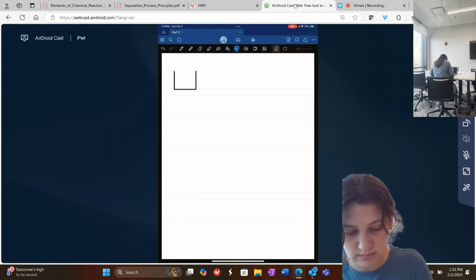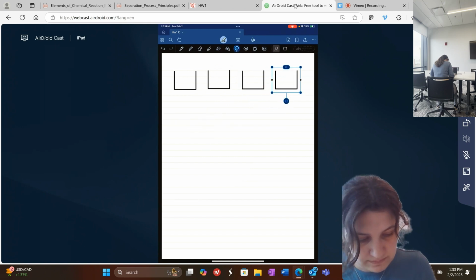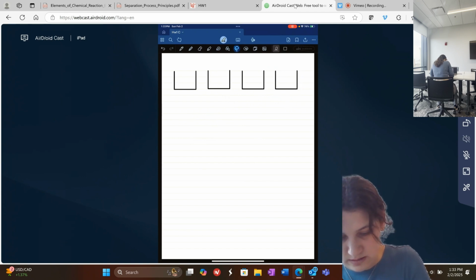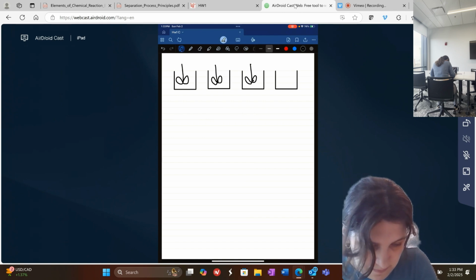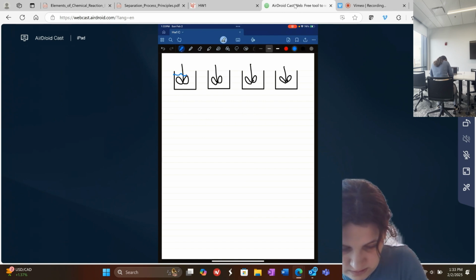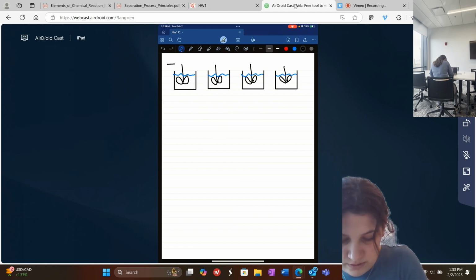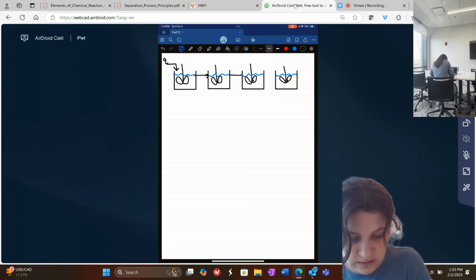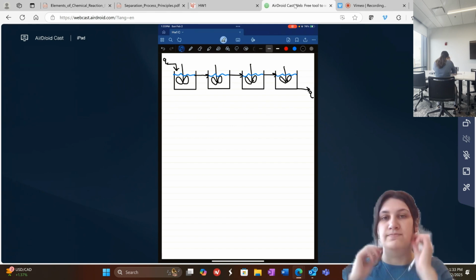There's 1, 2, 3, 4. Of course, they are stirred. There's some amount of liquid in the tanks. So we'll have our Q flow going into the first tank, it goes into the second, the third, the fourth, and finally out the bottom.